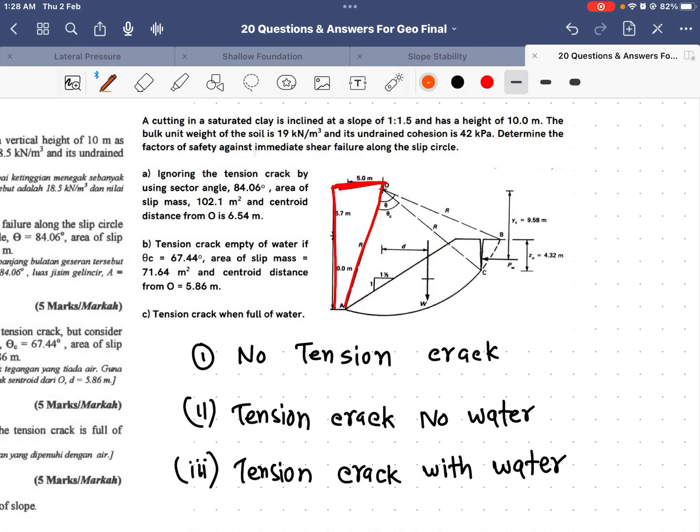Hello everyone. Today we are going to solve the problems of slope stability by using Taylor's method, and we are talking about the tension crack with water. So based on these conditions, we will solve the factor of safety.